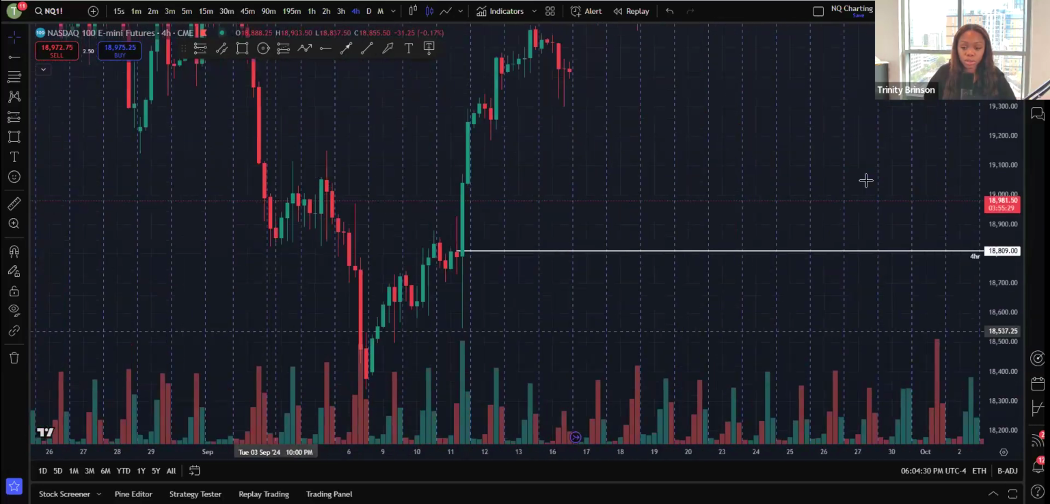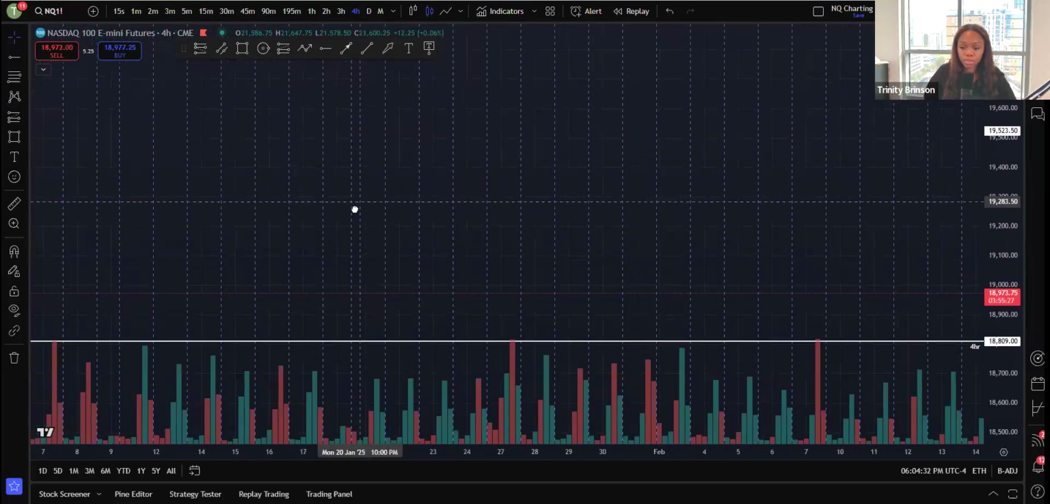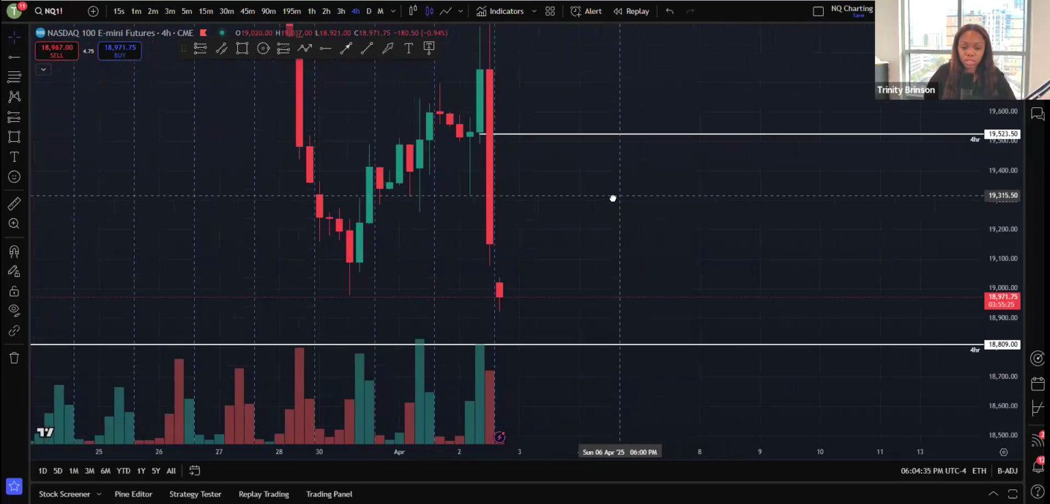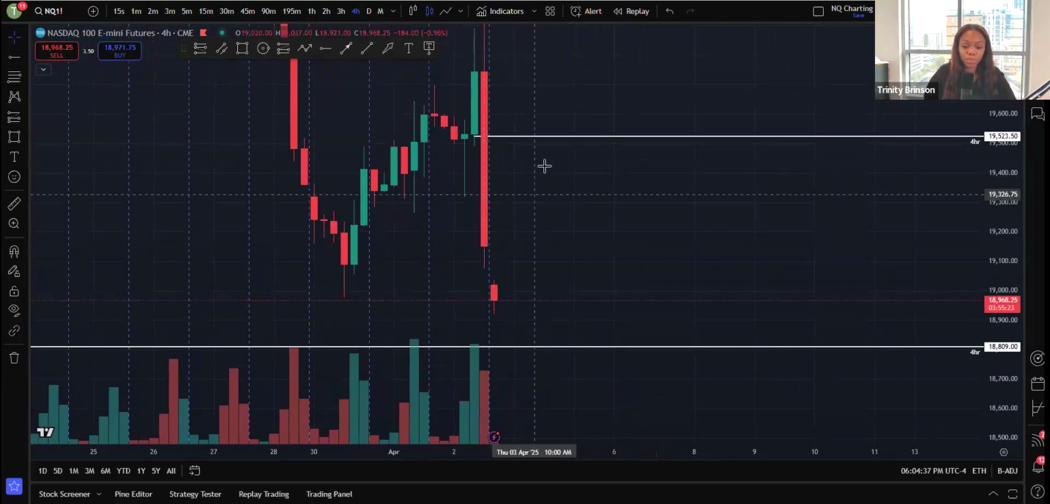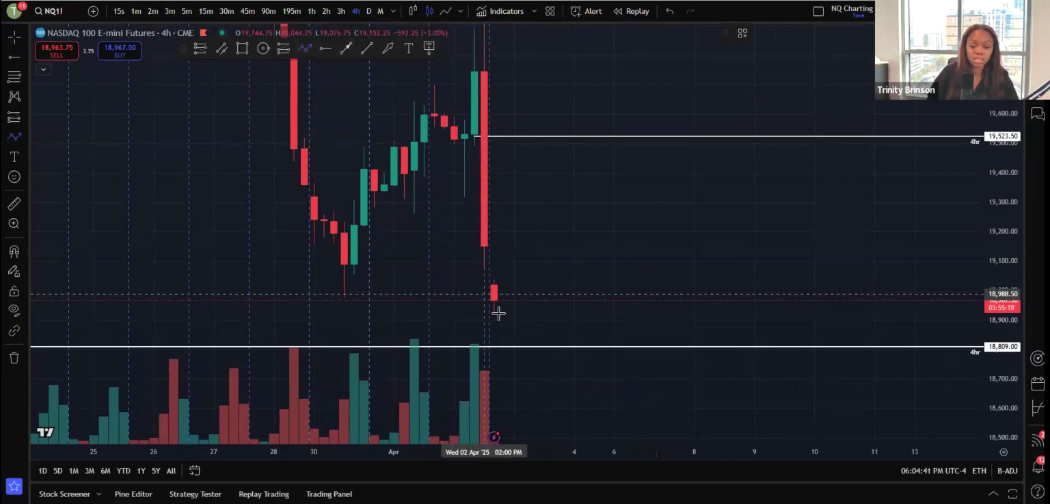All right, nothing much here. All right, back all the way over here. We do have this very large imbalance candle, but again, when I'm marking out balances and imbalances, I like to see, if this is the imbalance, right?